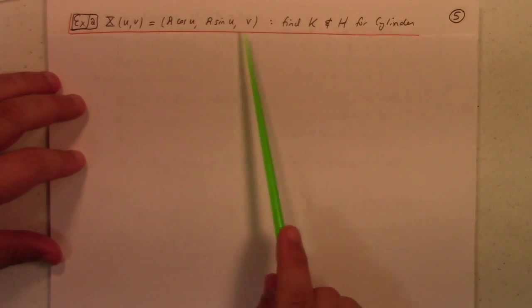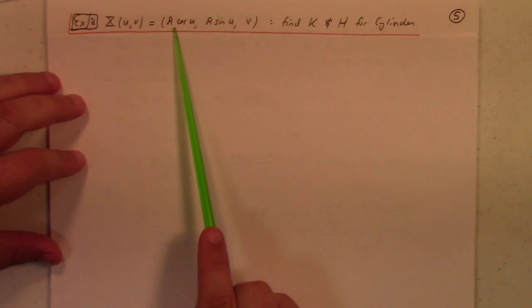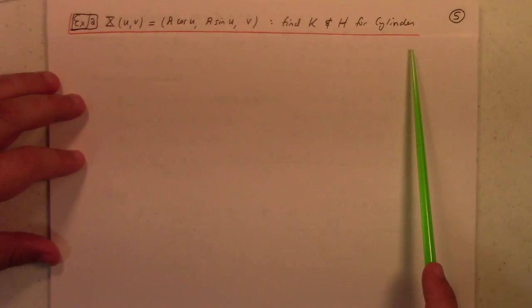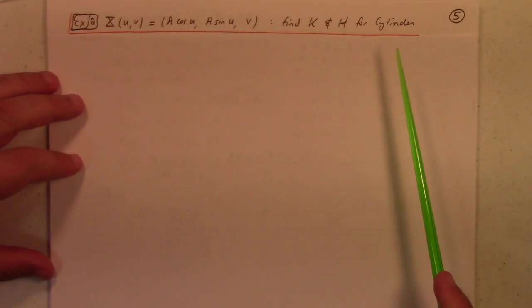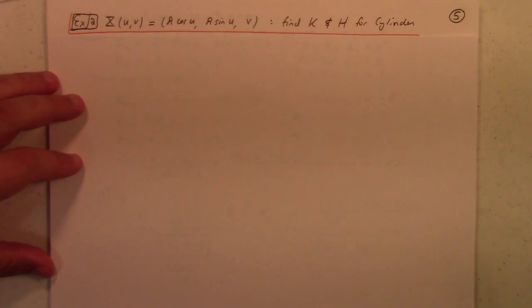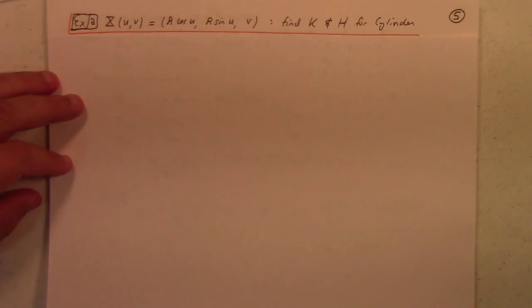Here's another example. So the cylinder, r cosine u, r sine u, v. Now we calculated Gaussian curvature and mean curvature for this through more geometric, quasi-rigorous arguments. I would call them partly geometric. Now I'm just going to calculate it straight from the patch and these formulas.